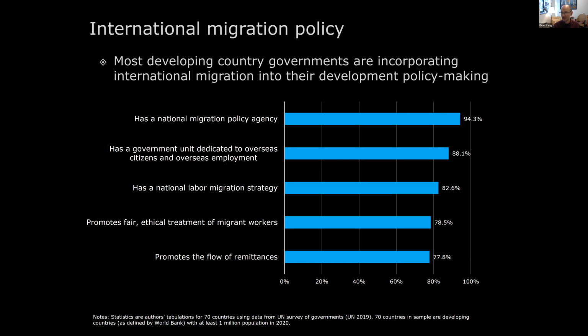Now, of course, these data don't tell us anything about how important these particular migration policy units, for example, are within government bureaucracies. They could be 2 people, or they could be thousands of people in the case of the Philippines or other countries that aggressively are involved in international migration of their citizens.